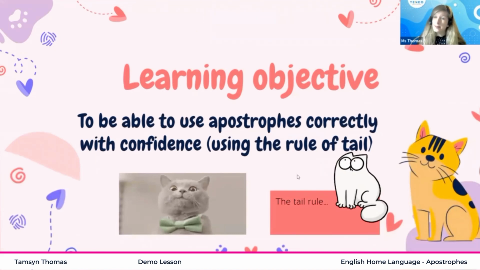Remember that our objective for this lesson was to be able to use apostrophes correctly with confidence. And of course, Apostrophe Cat wants you to remember, he told me I must not forget, using the rule of tail. If you don't have Apostrophe Cat with you, you can always use your thumb. Put your thumb over the apostrophe. Whatever's to the left is the thing doing the owning.